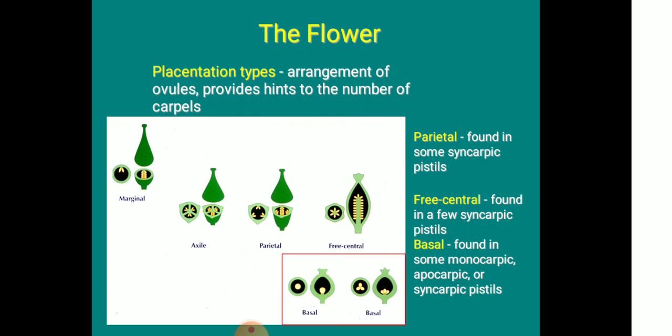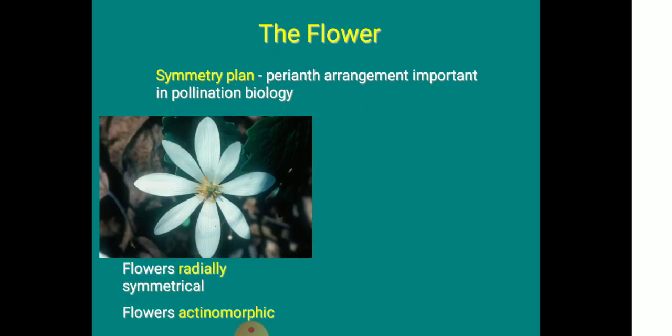Here the placenta will be in marginal condition. In the axial placentation, the placenta will be formed along the center axis, and the ovules will be attaching to it. Parietal means on the side of the ovary, each ovule or placenta will be attaching. Basal means there is a single ovary, so the ovule is attached to the single unicarpellary ovary, that's basal placentation. And the central one is free central placentation.